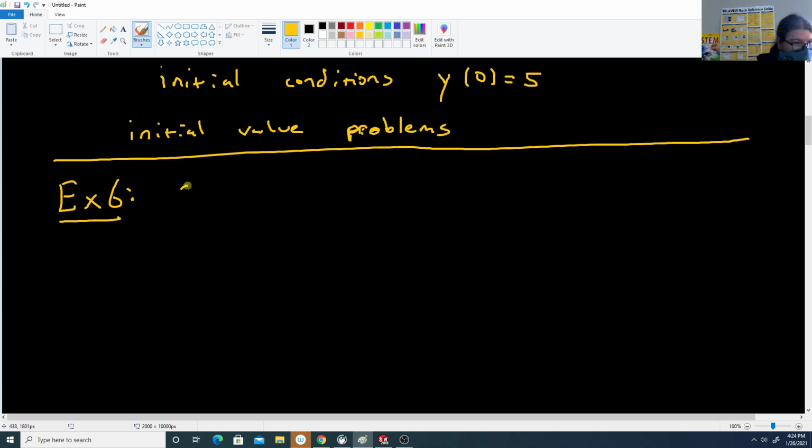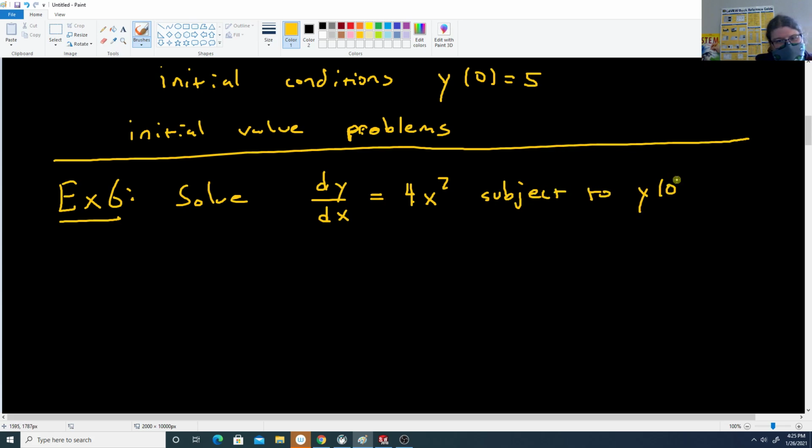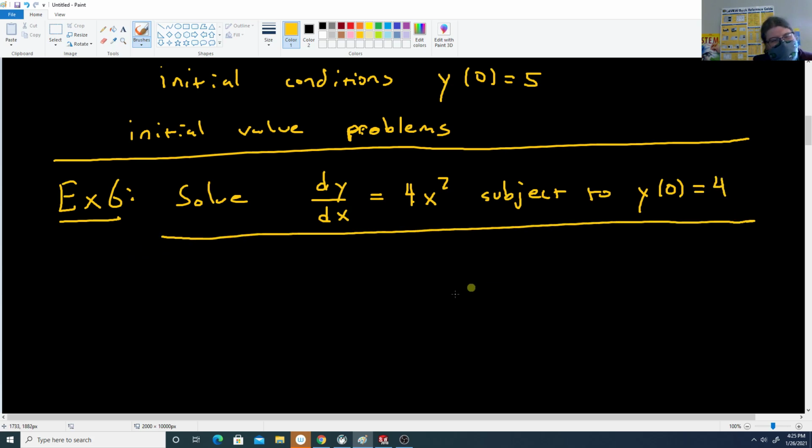we want to solve dy dx. So we need to come up with some function y that when you take its derivative is 4x to the 7th, subject to, and here will be our initial condition, y of 0 equals 4. So basically, what we're trying to do is find a function y.